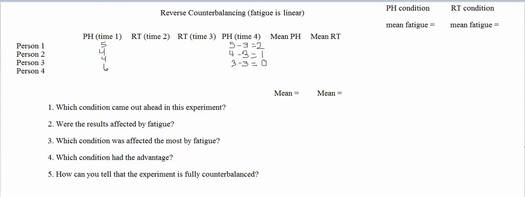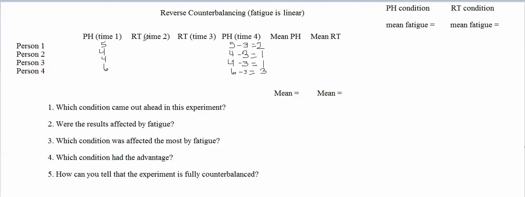So now this becomes 4 minus 3. And this is 1. Then for this, I'll have you do 6 minus 3. And that's 3. So these are now the actual ratings that these people are giving at time 4. Now I'll have you make up ratings for Roundtable at time 2.